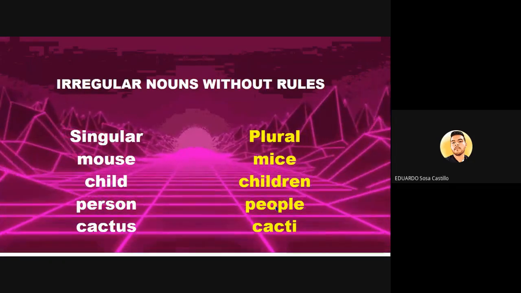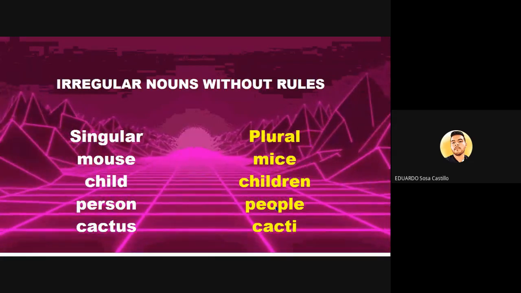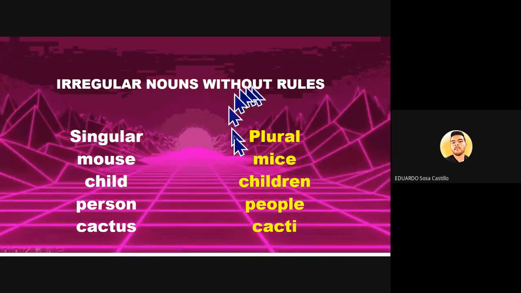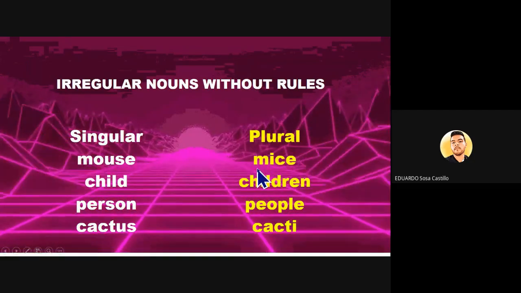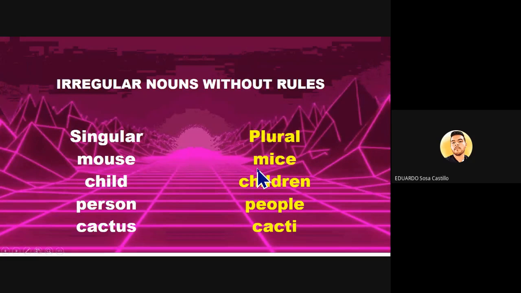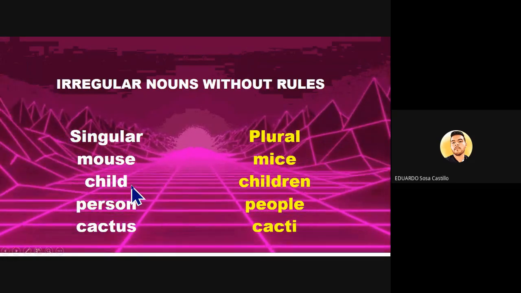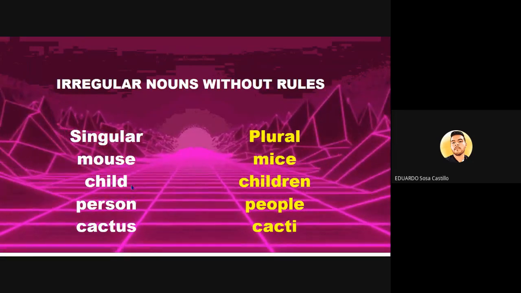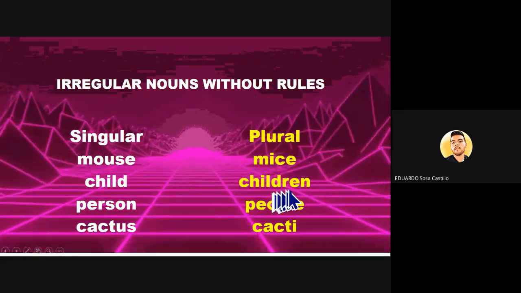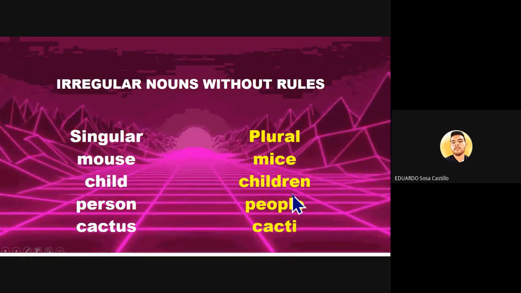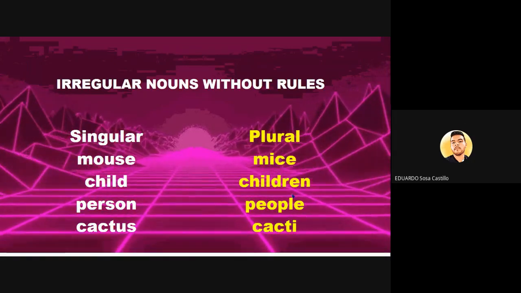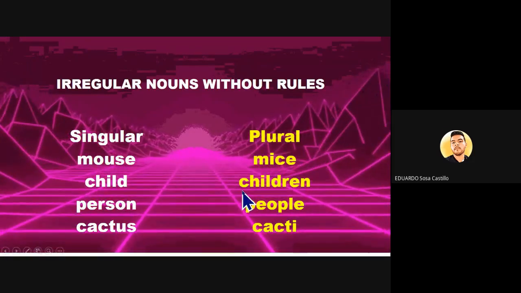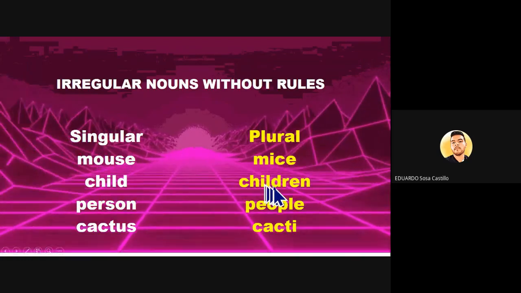For example, if you remember mouse, this is what it means in Spanish. Can you believe that when you say it in plural it is mice? Child, I suppose you remember the meaning of child. Only one is child, and for plural is children, right? To say children's is not correct. It's very incorrect. You say one child, two, three, four, five, six, seven, eight children.